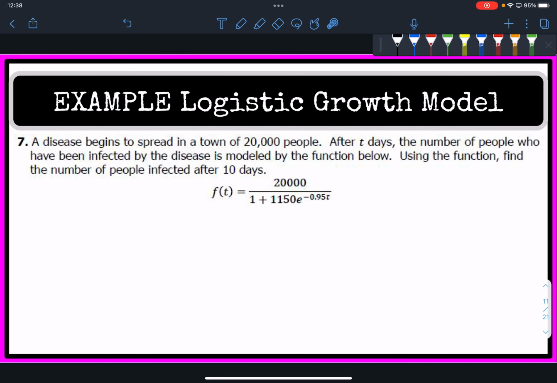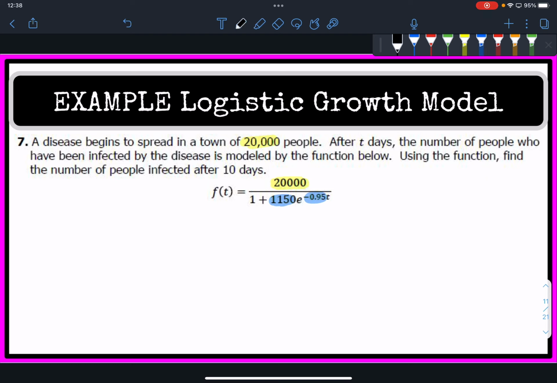So let's say that there's a town of 20,000 people and that a disease begins to spread around this town. And let's say after t days, the number of people infected by this disease is modeled by this function shown below. Now, using this function, let's find the number of people infected after 10 days. Notice that because there are 20,000 people, that is going to be the cap, the ceiling value in this function. The other two numbers, again, are going to be provided for you. So we don't have to worry about calculating the value of a and obviously the rate of 0.95.